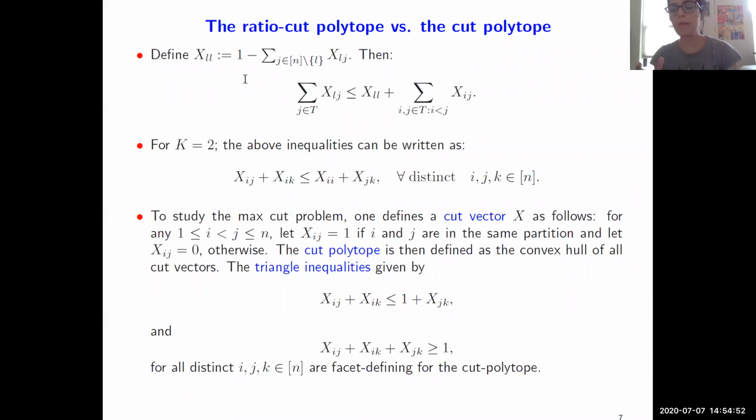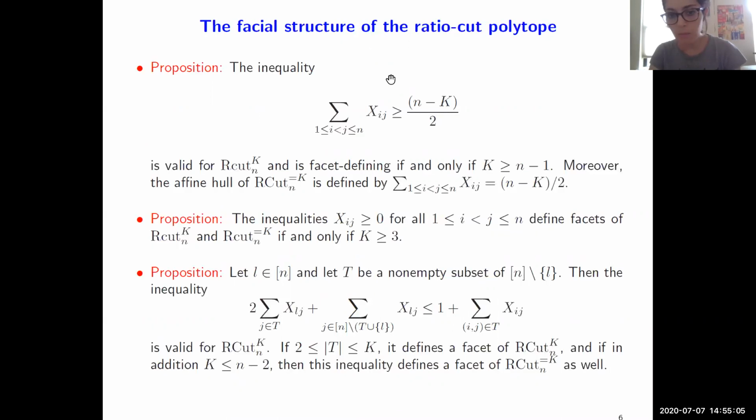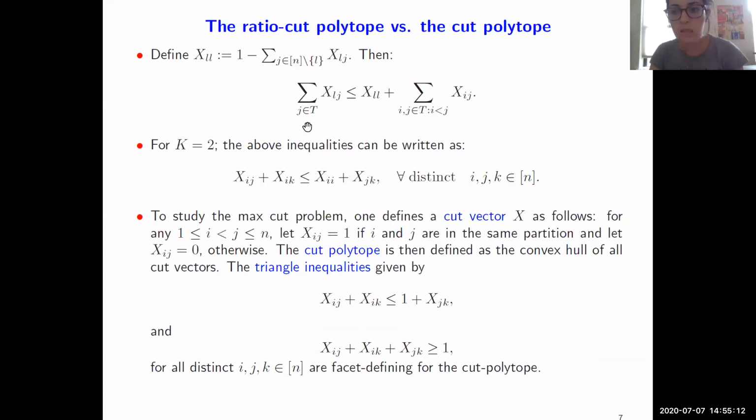Now what I do is introduce auxiliary variables, which correspond to the diagonal entries in my partition matrix, x_ll. If I introduce them and rewrite the inequalities from the previous slide, which I have shown are facet defining already, I get a different representation for these inequalities. Now for simplicity, let K be equal to 2. In the case of two clusters, these inequalities can be written in this simple form.